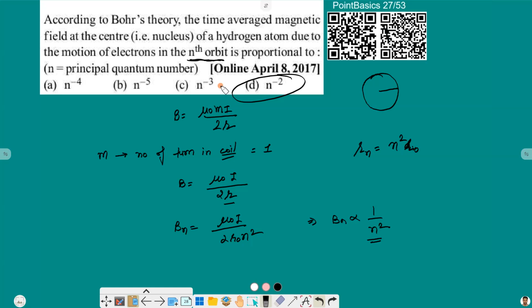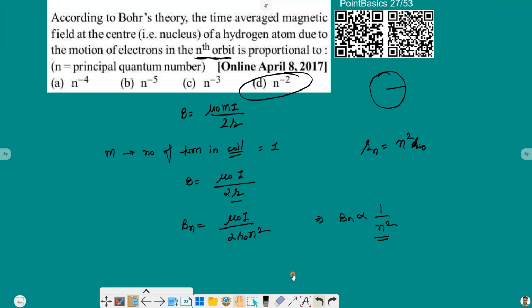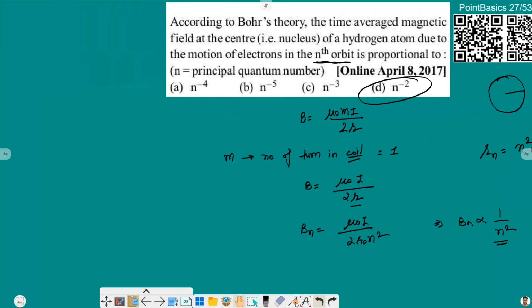Now, this question can be solved by a different method, and I will encourage you to use that one. Why? Because it is also useful in some other questions where we have to find magnetic dipole moment or angular momentum. This concept is based on the gyromagnetic ratio.